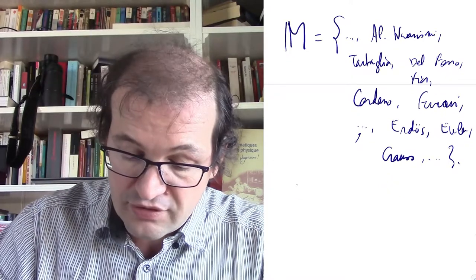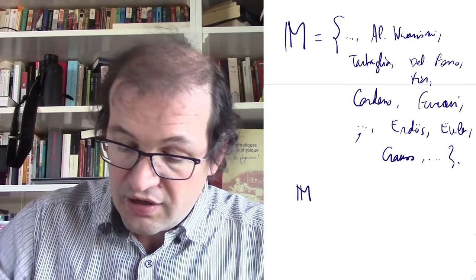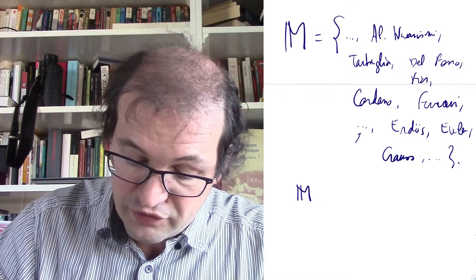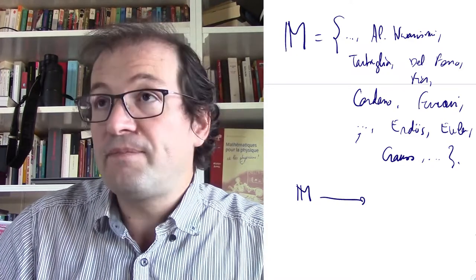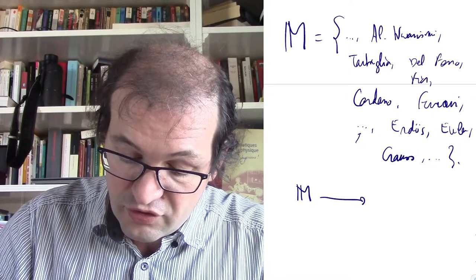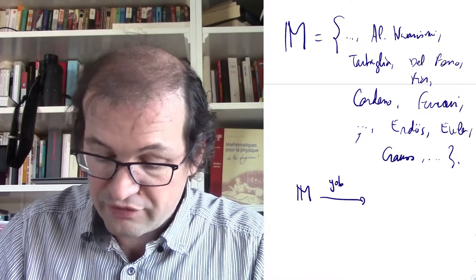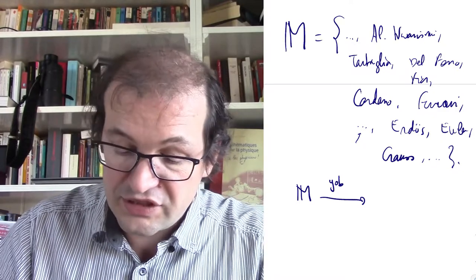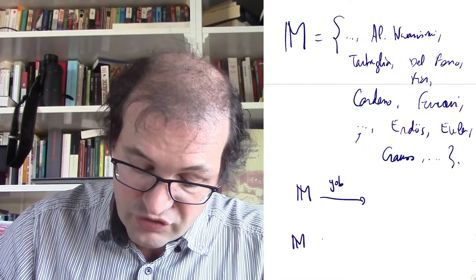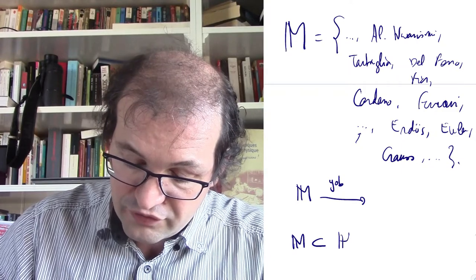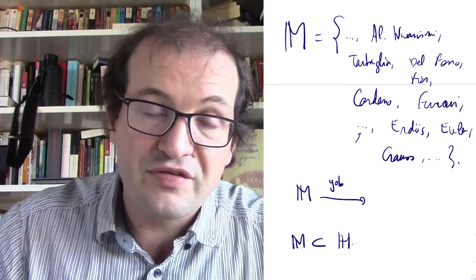And what does it mean to define a function on this set? Well, what are the interesting functions? It could be, for instance, the function which is the year of birth. I will call this YOB, the YOB function, year of birth. So it's a function from the set of mathematicians. The set of mathematicians is actually a subset of the set of humans, in which you are yourself part of this set.